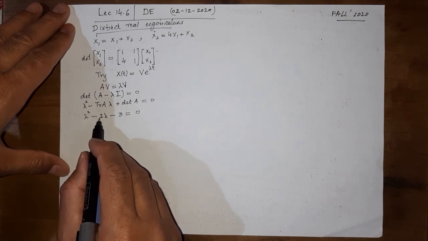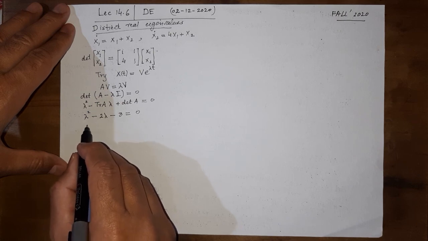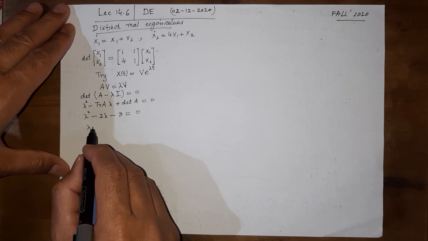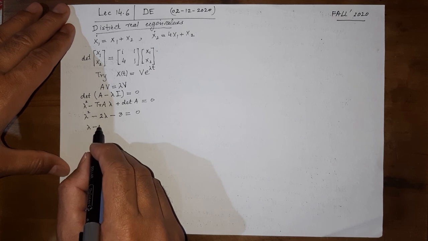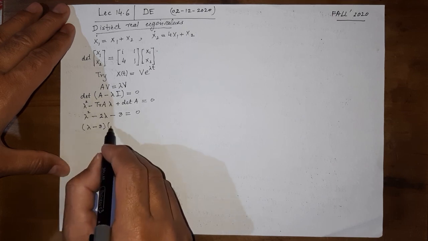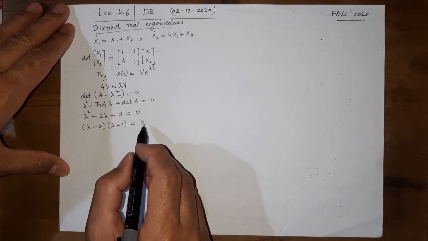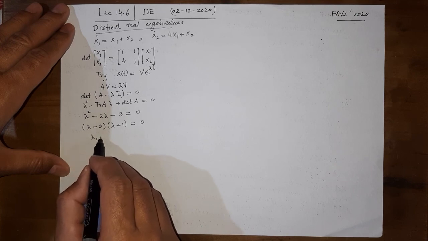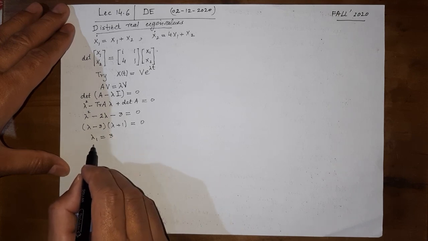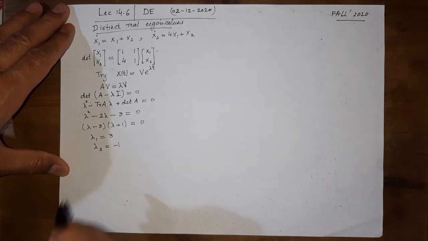So we can see that minus 3 and plus 1 are the two roots or the factors. So (lambda minus 3)(lambda plus 1) is equal to 0, which gives us two eigenvalues. Lambda 1 is 3 and lambda 2 is minus 1.